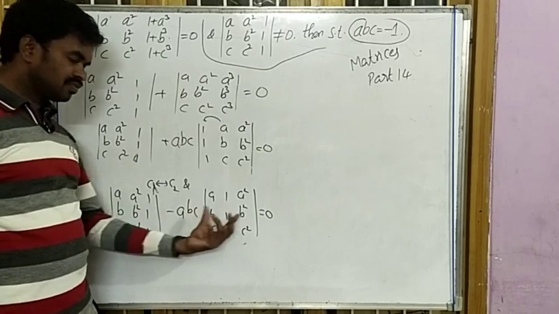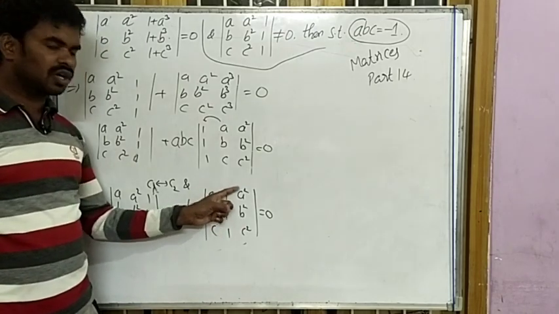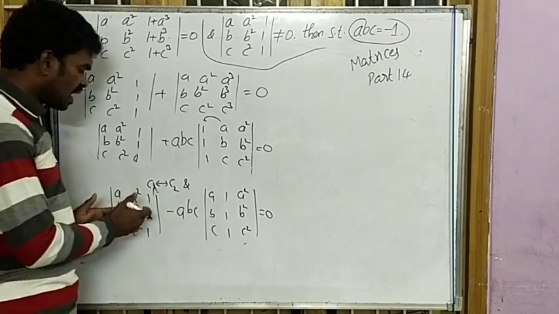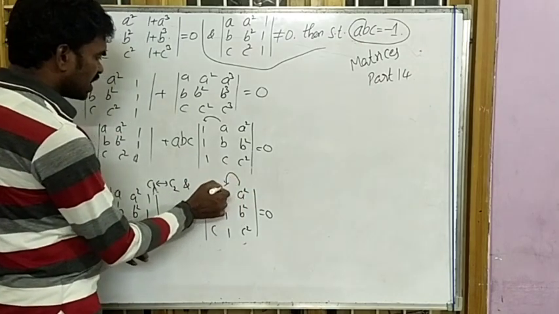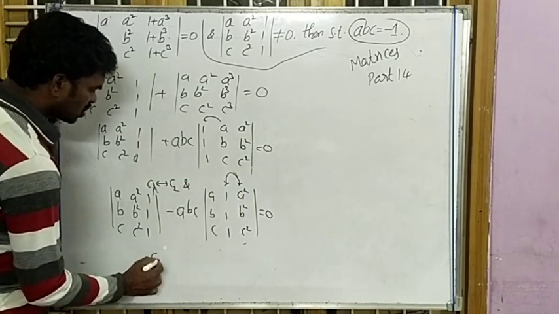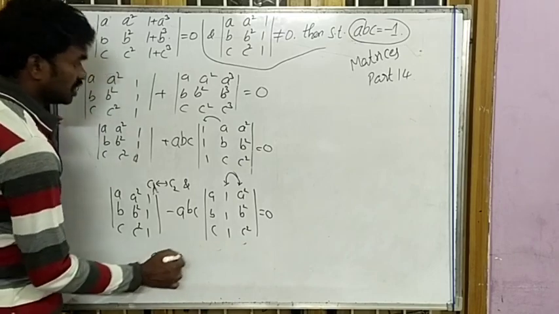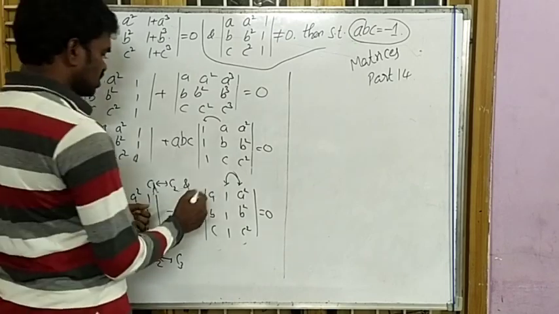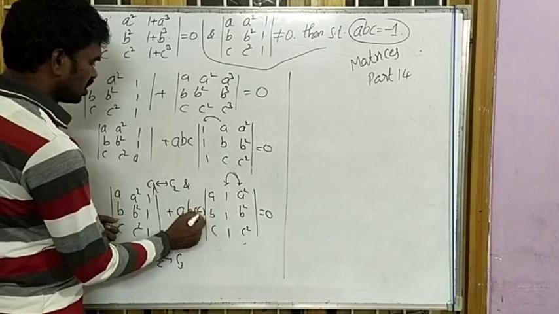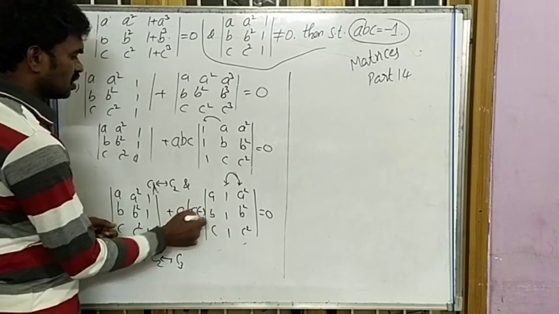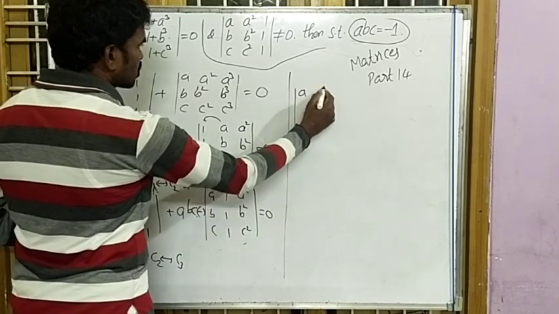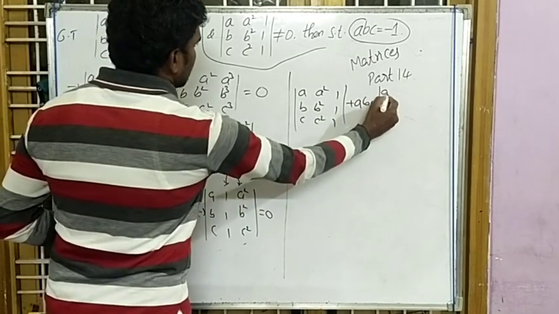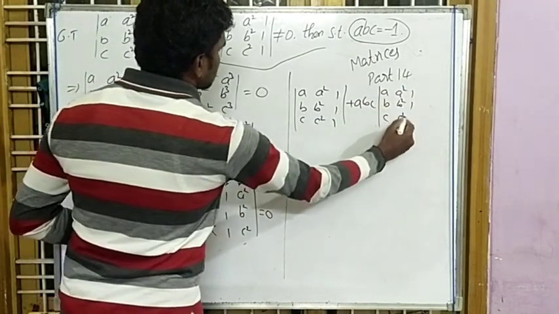Are both the same now? Again there is a small difference: the second and third columns are just reversed. So to get the same columns, again write C3 in C2 and C2 in C3. So C2 and C3 are interchanged, and minus will come. Minus into minus, in the next step we get plus. So determinant |a^2 1, b^2 1, c^2 1| plus abc times |a^2 1, b^2 1, c^2 1| is equal to 0.